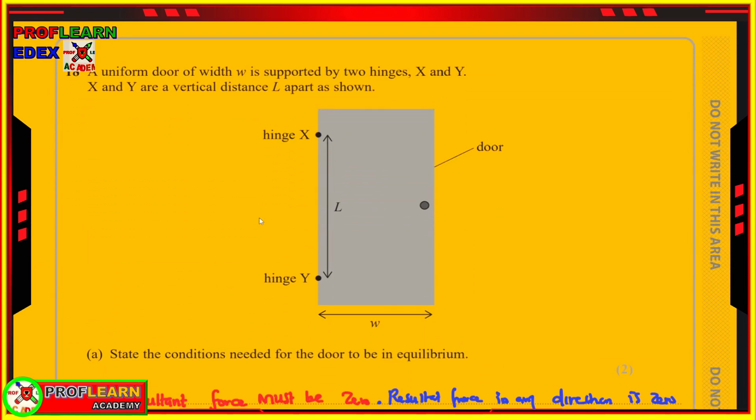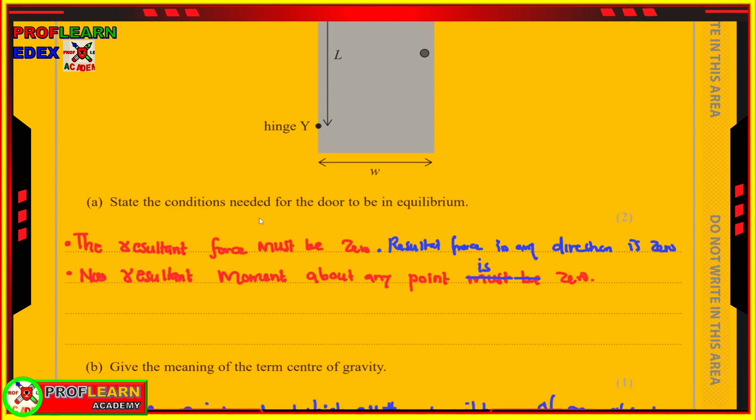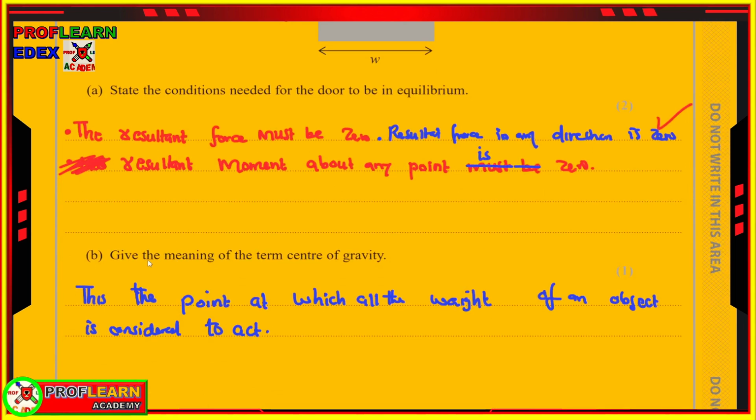This is also another interesting question that was asked, but the first question was quite straightforward. To state the condition needed for the door to be in equilibrium, we say that at equilibrium, the resultant force in any direction should be 0 and there is no resultant moment about any point. So the resultant moment about any point is 0. You could say it like that. To define the center of gravity, this is the point at which all the weight of an object is considered to act, and then you earn your marks.